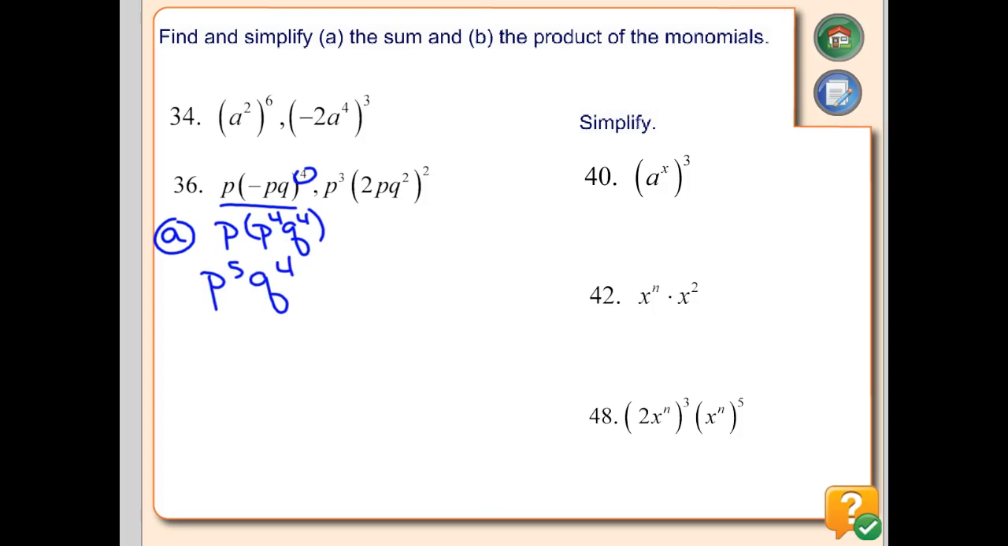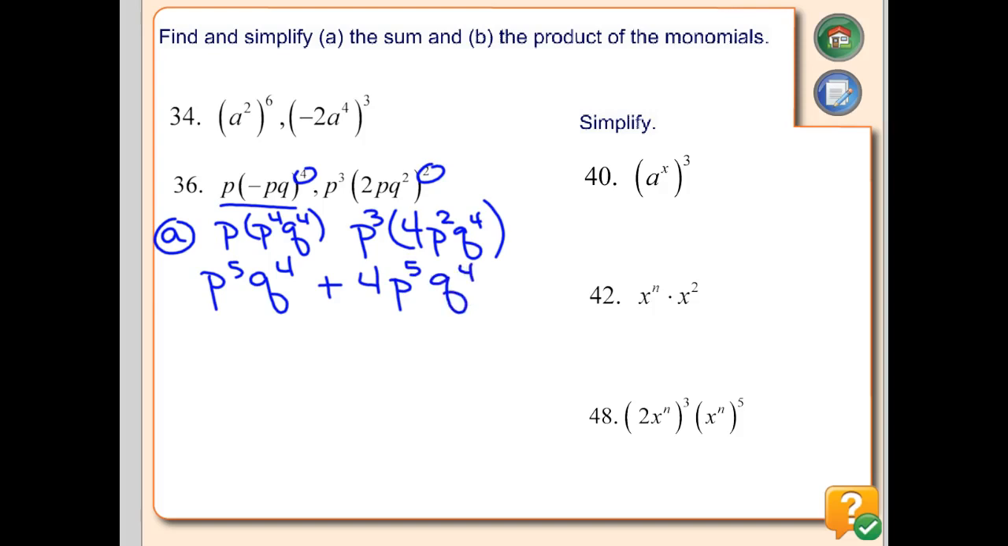Now, what happens when I take care of this on the other side? On the other term, we've got p cubed, and if I go ahead and square this, we've got 2 squared, which is 4, p squared q to the 4th. Everybody understand what we did? And now we're going to multiply so we can add. So we've got 4p to the 5th, distributive property here, and then p cubed times p squared is p to the 5th, q to the 4th.